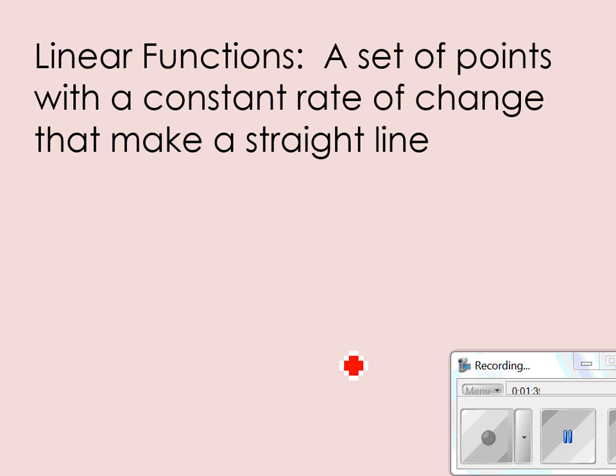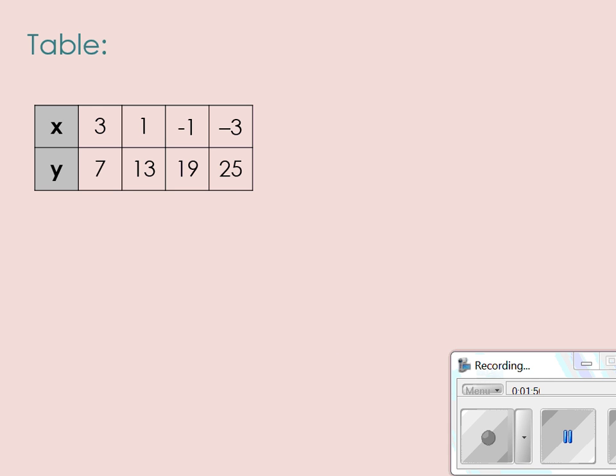And here's the definition you're going to put in the middle. Linear functions is a set of points with a constant rate of change, and they're going to create a straight line. So let's highlight the word linear functions. Now let's go to the table section. This table's already there for you. Go ahead and find the constant rate of change for the table.